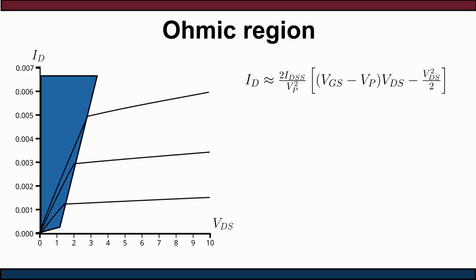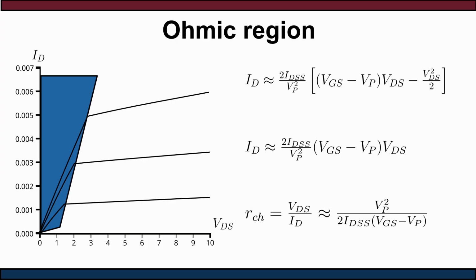For the ohmic region, the general expression is as follows. For very small VDS, we can ignore the quadratic term and simplify the expression. From this formula, we can derive the resistance of the channel. JFET as a voltage-controlled resistor has audio applications. For example, it is used for building voltage-controlled amplifiers, as often used in JFET compressors.